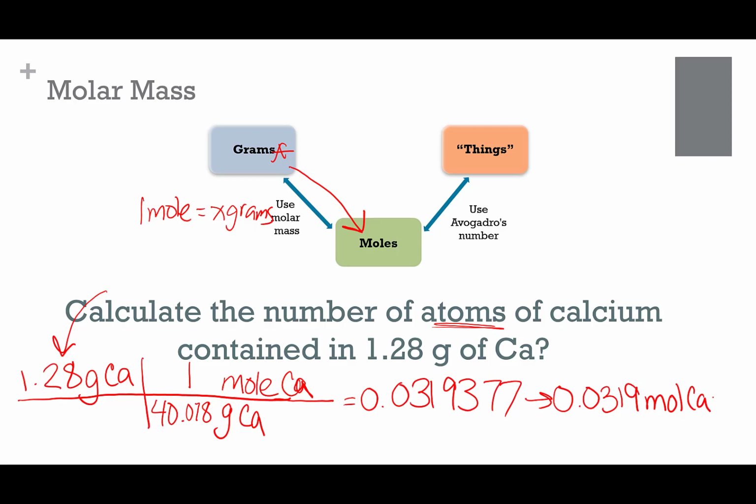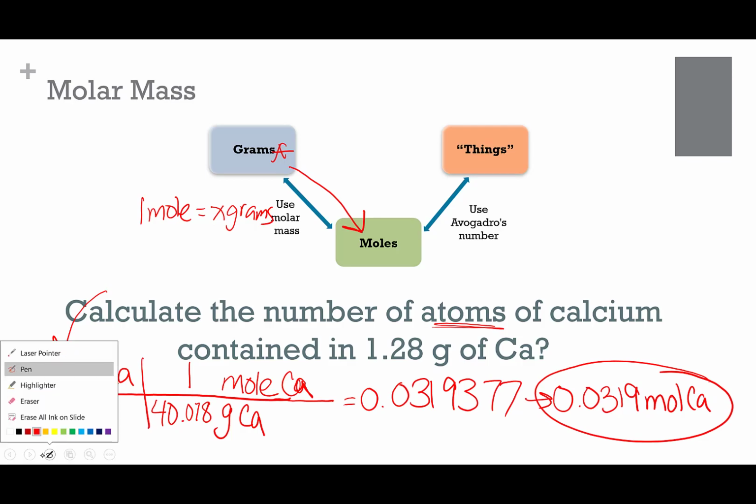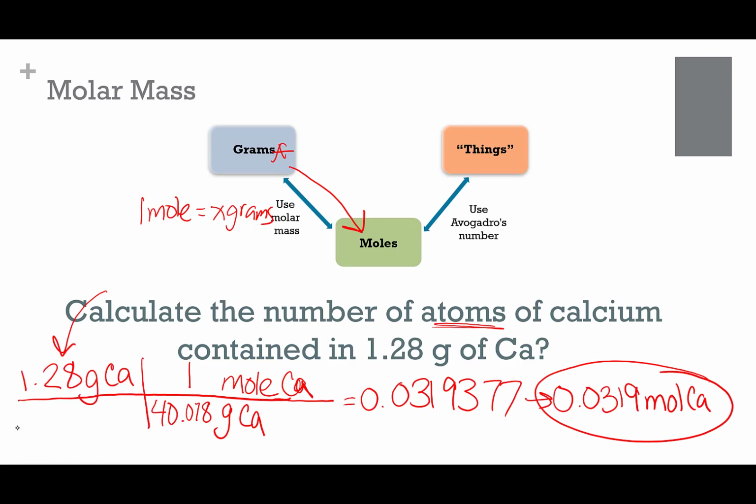What a lot of students like to do is they like to start a new train track. So what you're going to do is take your answer from the first step and start a new problem. You'll probably do it lower on your paper. I have run out of room, so I'm going to go to the top of the screen here. So I'm going to start a new problem up here with my answer, 0.0319 moles of calcium.